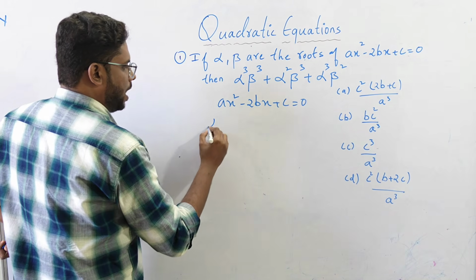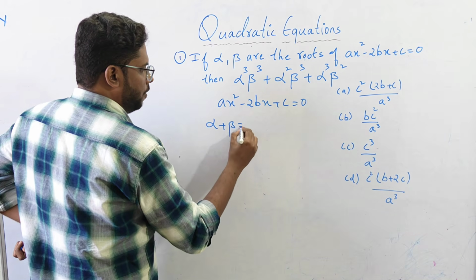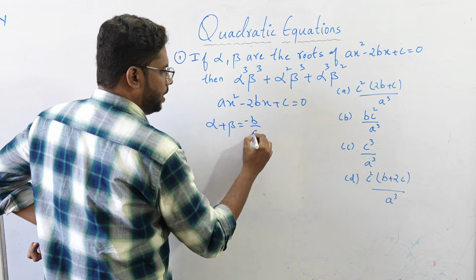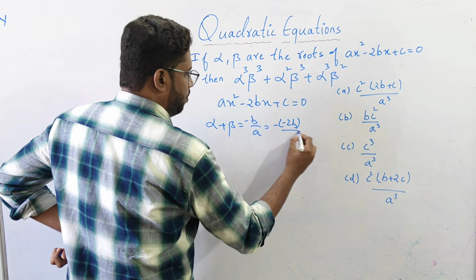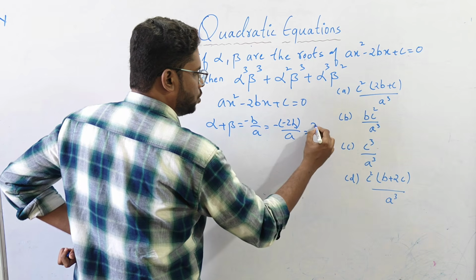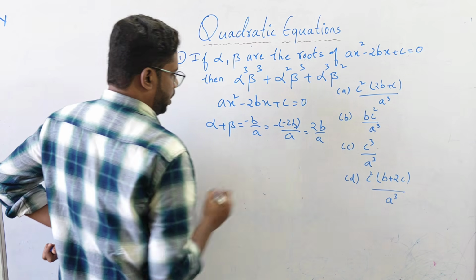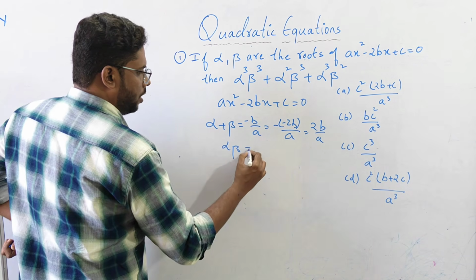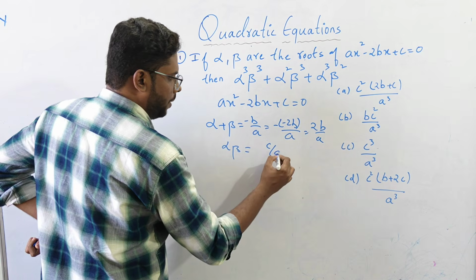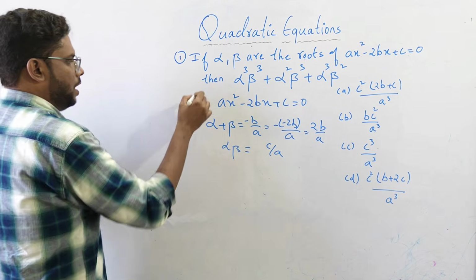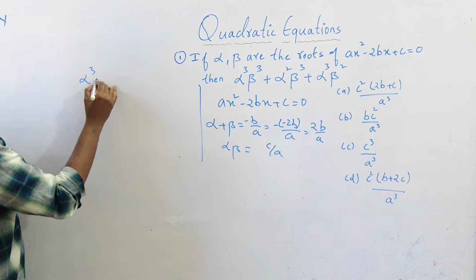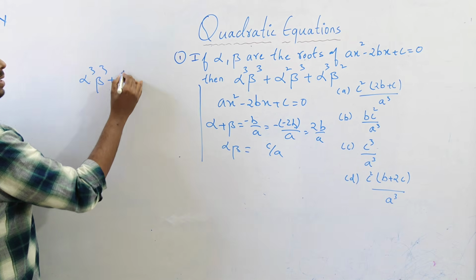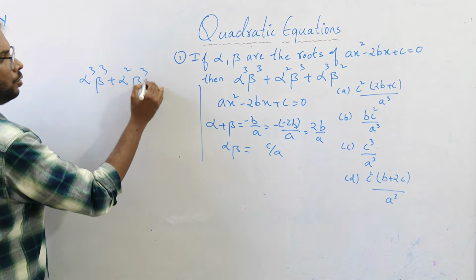First we find alpha plus beta, the sum of the roots, which is equal to minus b by a. What is b here? That is minus 2b, so it is minus of minus 2b by a, which equals 2b by a. Now we'll see the product of the roots, which is c by a. Now we need to find this value. How to find this value? Let us see here. What we need to find: alpha cube beta cube plus alpha square beta cube plus alpha cube beta square.